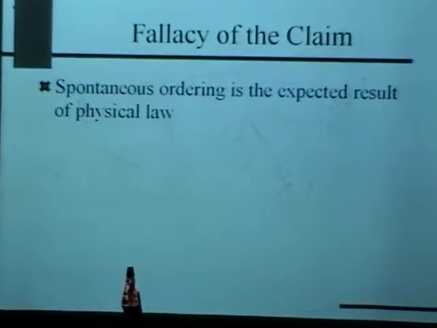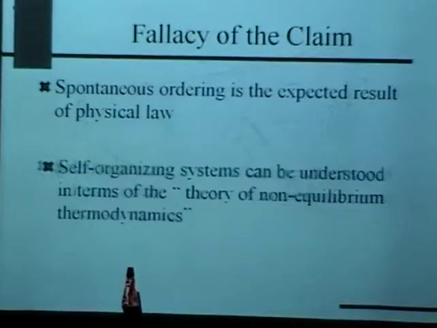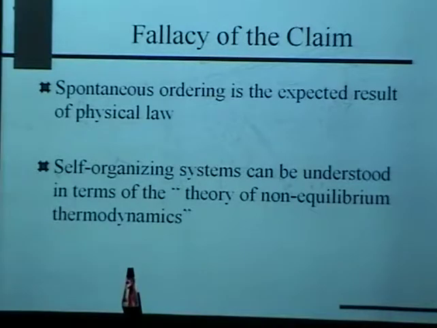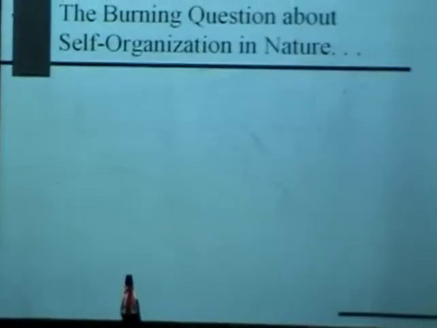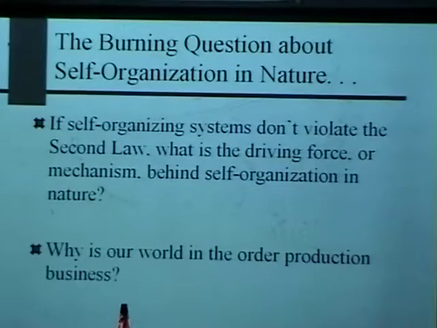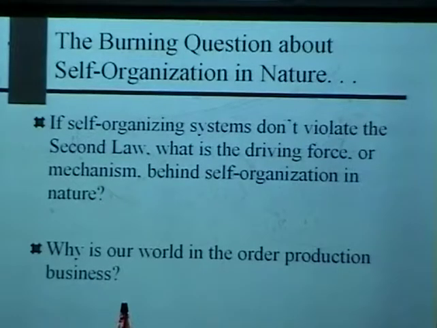And there's a lot of experiments. I'll show you one which suggests that. Here I'm just saying that these self-organizing systems can be understood in terms of this fairly new theory of non-equilibrium thermodynamics. A guy by the name of Prigogine won a Nobel Prize for this in chemistry in the late 1980s. So the idea we're going to address is, why is it that our world is in the order production business? Why is it that we see this spontaneous order being created? What's the cause of it?